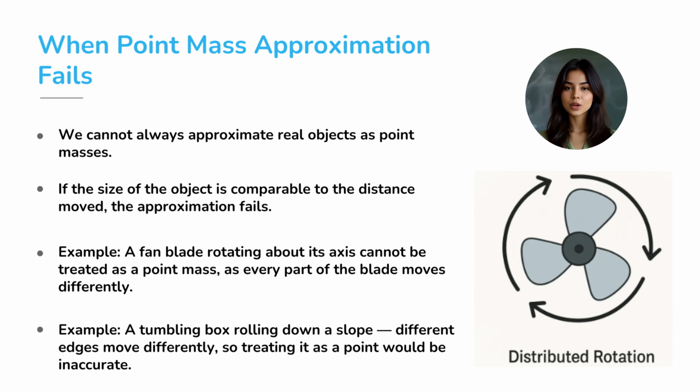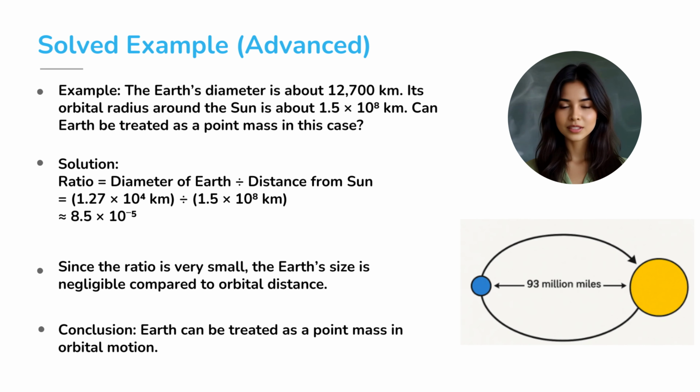Different corners of the box follow different paths. Here, size and rotation matter, and the point mass approximation fails. So remember, the decision to treat an object as a point mass depends on the scale of motion we are studying. Let's solve a quick numerical to cement this idea.